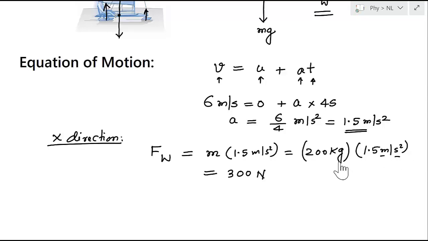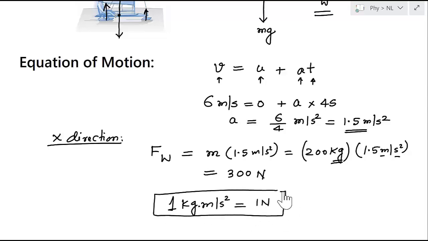Basically kg meter per second square is called Newton. So using the conversion, 1 kg into meter per second square is equal to 1 Newton.